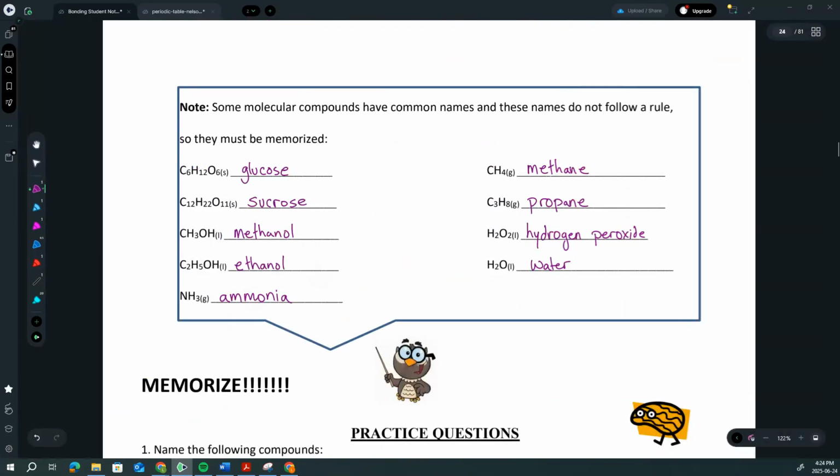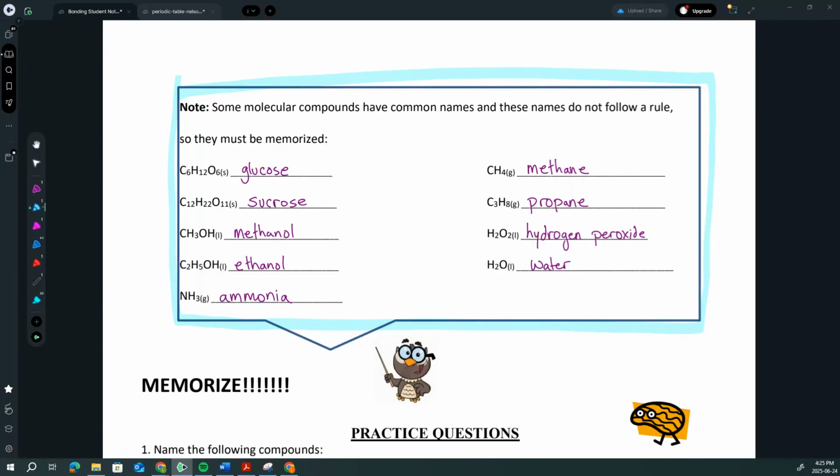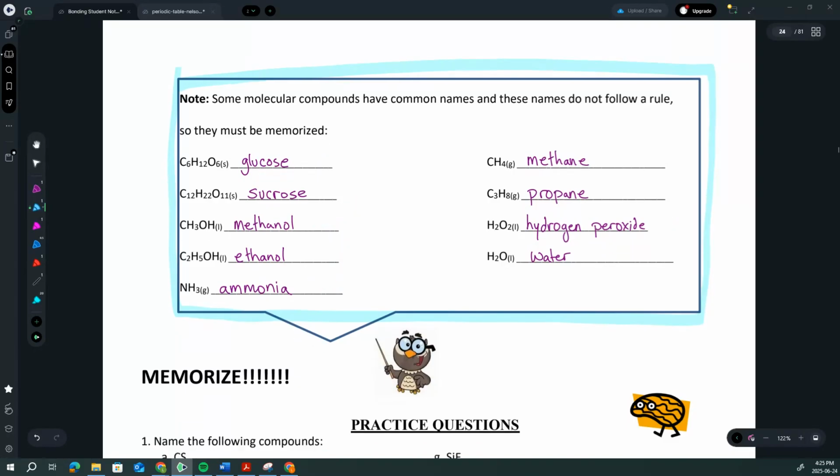Okay. So all of these you will have to memorize. The ones that often get used in Chemistry 20 would probably be glucose, methanol, ethanol, ammonia, hydrogen peroxide, and water. Those ones are probably more used out of the whole list that we have been given. Okay, but you should know all of them.